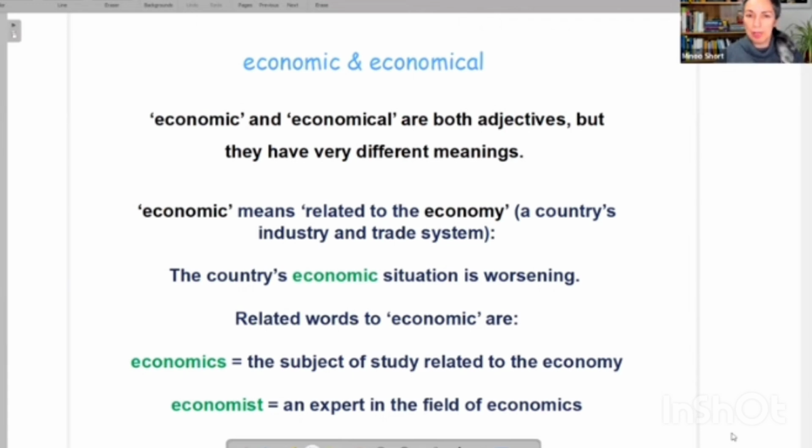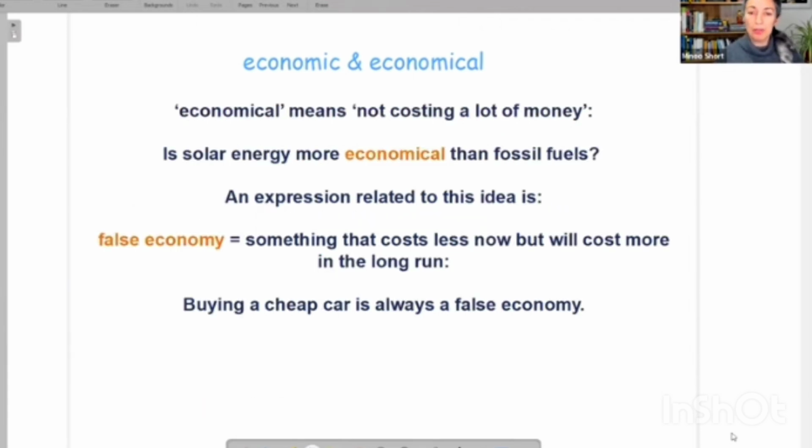So that's economic. What about economical? Now, economical has a completely different meaning. It means not costing a lot of money. For example, is solar energy more economical than fossil fuels? So it's more or less like cheaper. And there is an interesting expression related to this idea, and that is a false economy. And that means something that costs less now, but will cost more in the long run. For example, buying a cheap car is always a false economy.